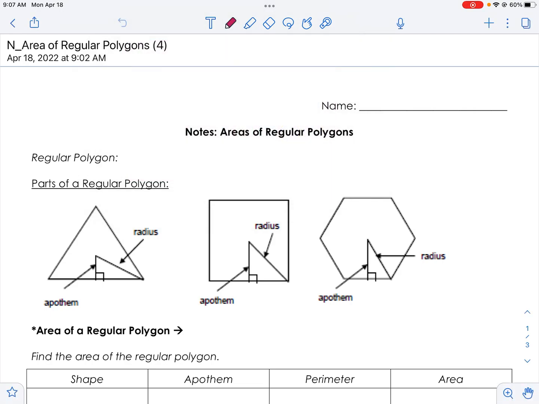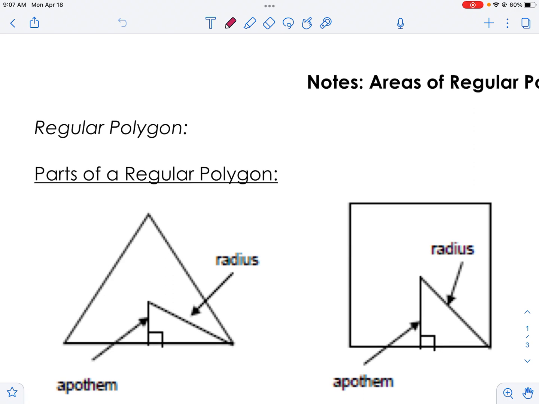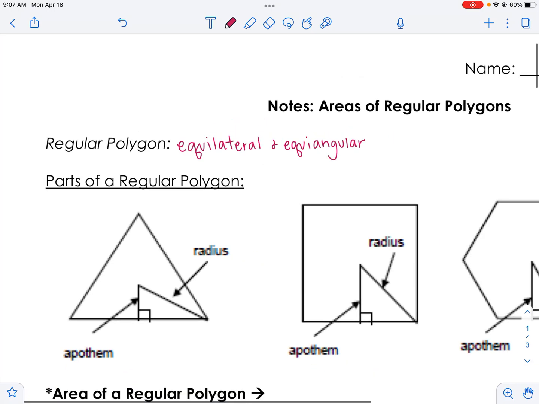Now, if you remember from the other day, we talked about polygons. Regular polygons are equilateral and equiangular. So, equilateral meaning that all the sides are congruent, and equiangular meaning that all the angles are congruent.